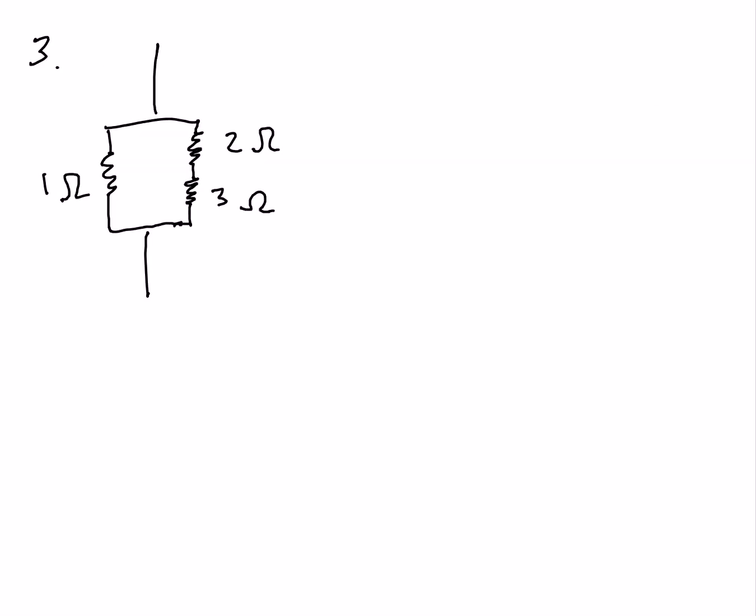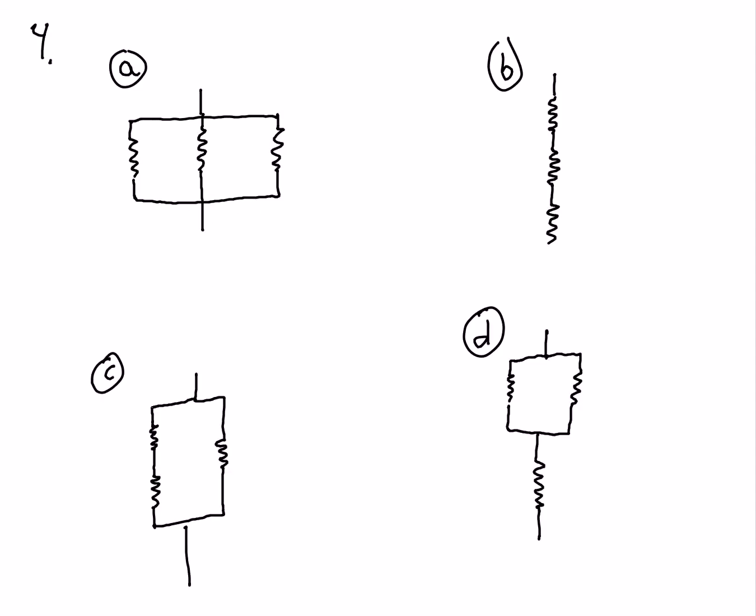For homework, compute the effective resistance of this resistor network. Also, rank these four resistor networks from greatest resistance to least resistance. Assume that each resistor is the same, just that these are all 1 ohm resistors.